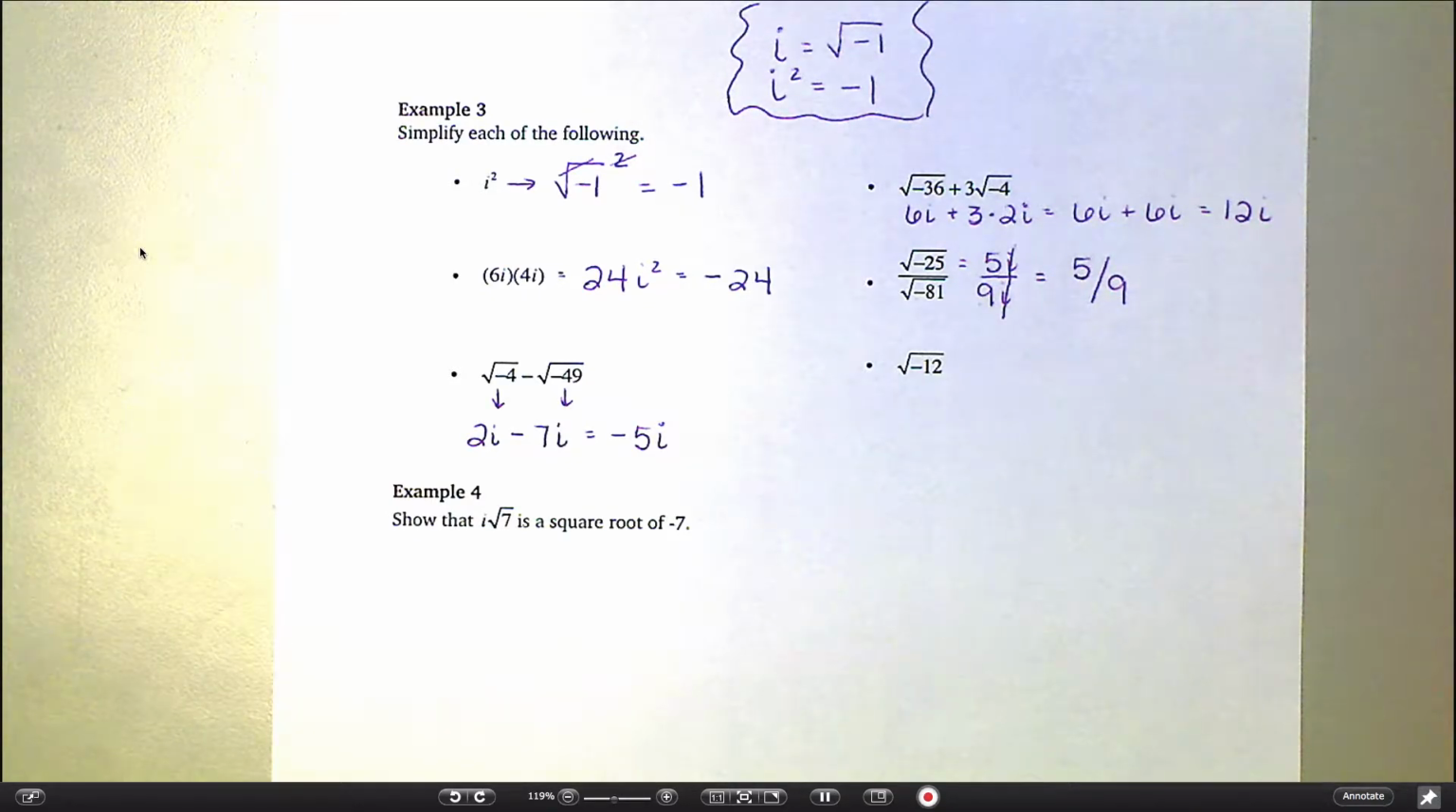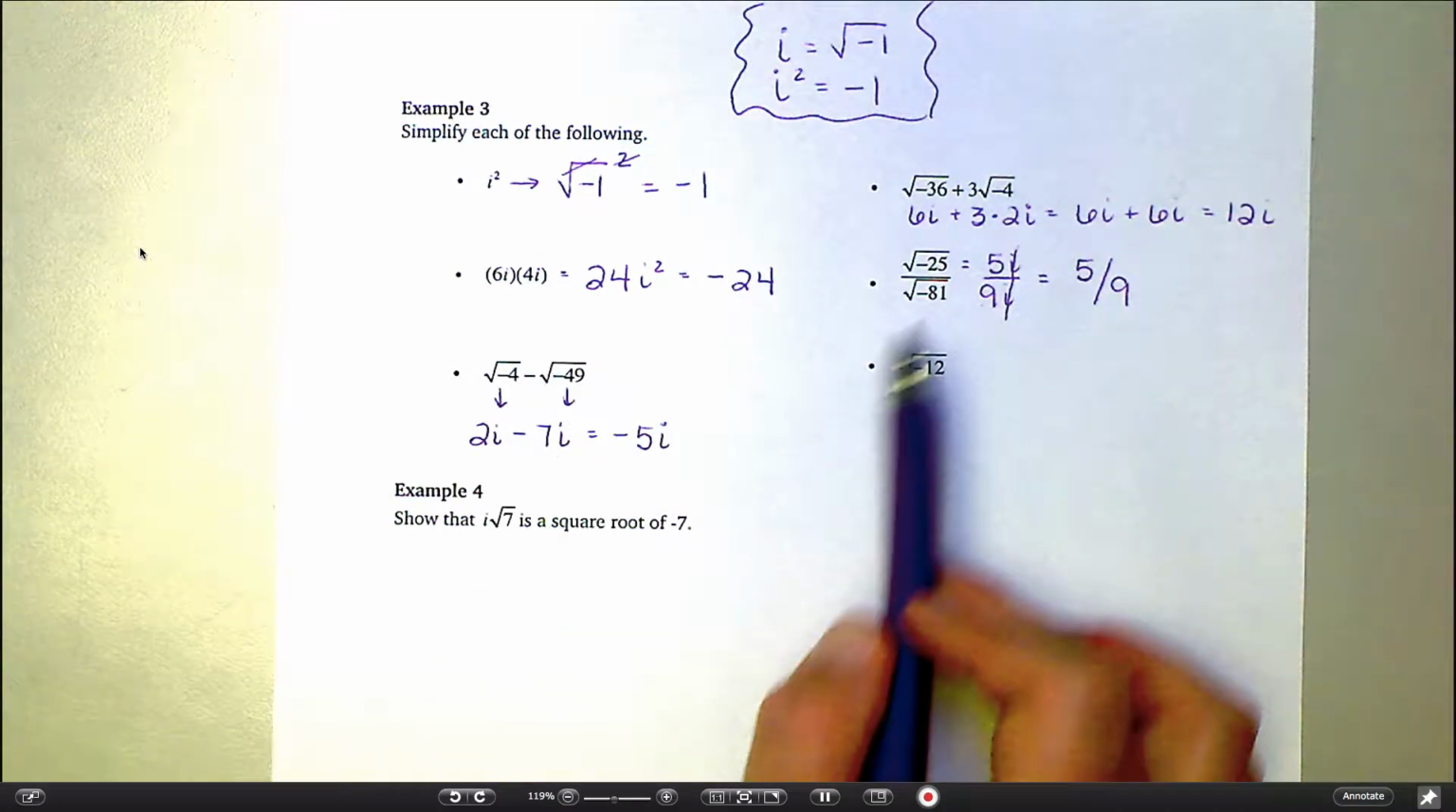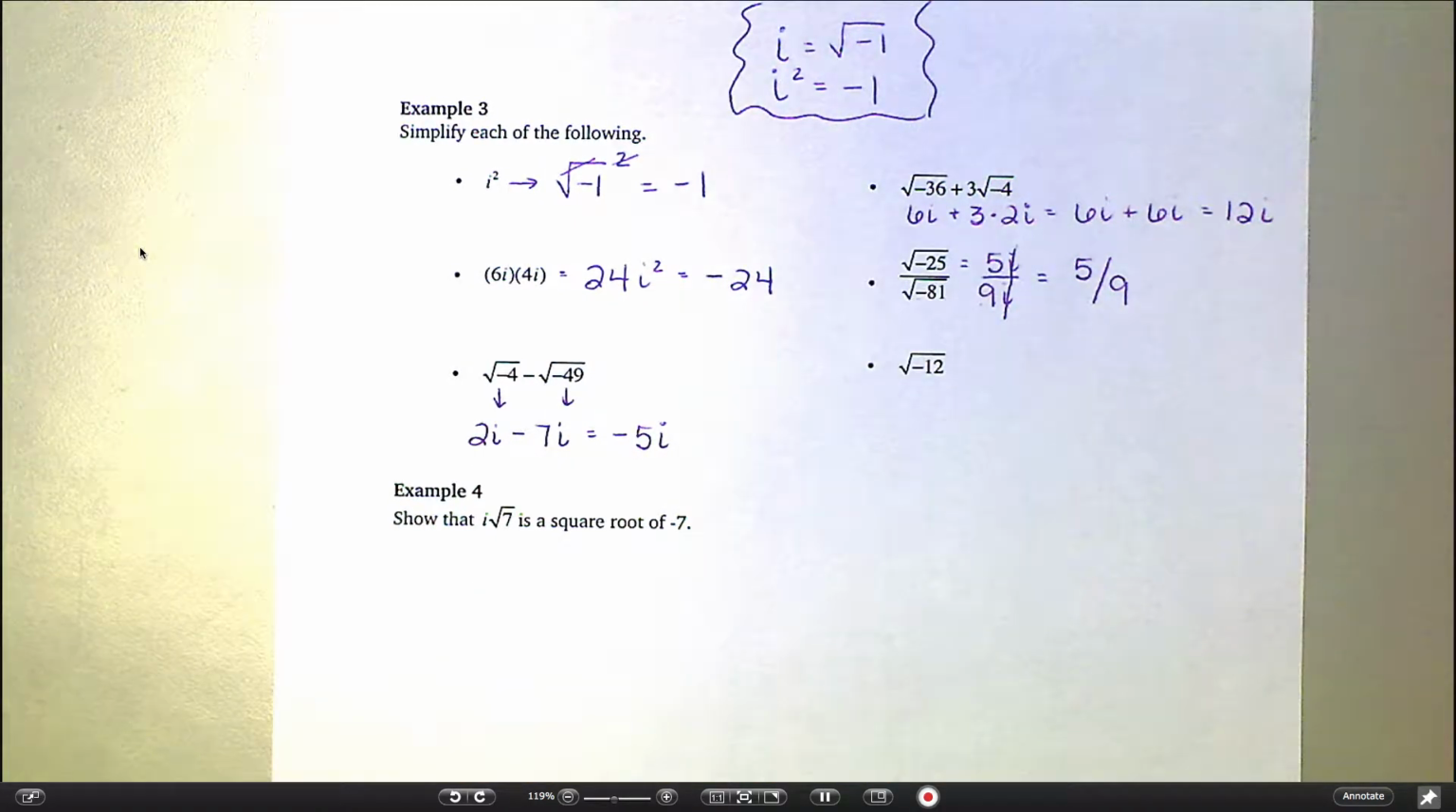Now let's talk square root of negative 12, because that's not a perfect square. Okay, all these other ones I've done have been nice perfect squares that I can just take the square root and tack on an i. This time I don't have that.